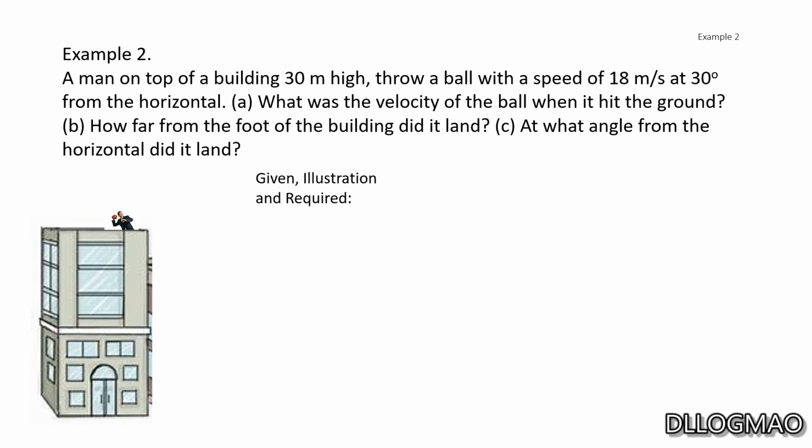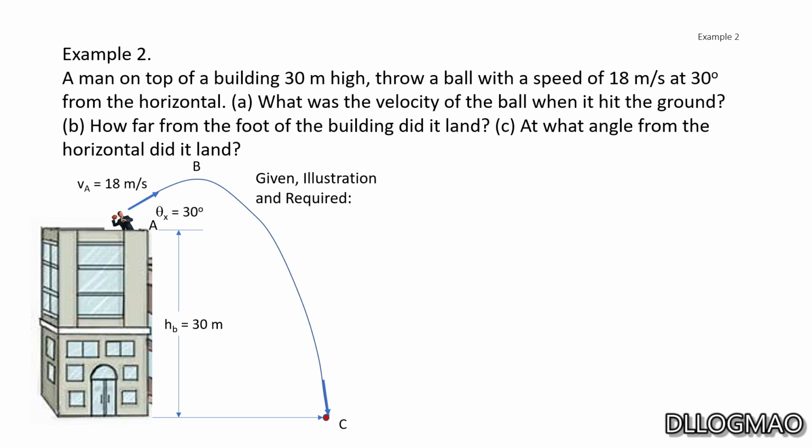The man is about to throw the ball. With the initial velocity, this is the trajectory, the final velocity. Considering 3 points A, B, and C for the motion of the ball: A at the top of the building, B at the highest point reached by the ball, and C the point where the ball landed. The height of the building is 30 meters. The angle of launch is 30 degrees. And the initial velocity is 18 meters per second.